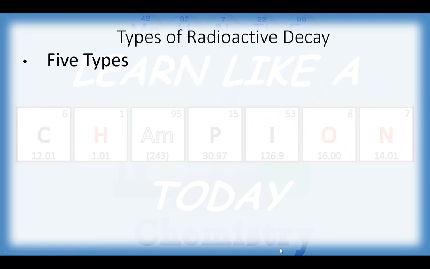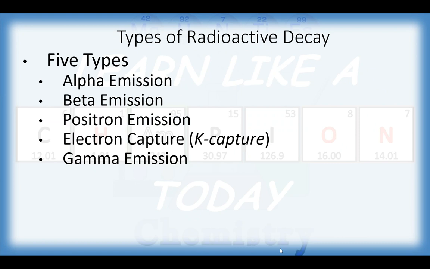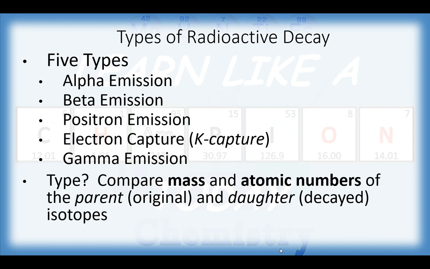So, in unstable nuclei decay, there are generally five types of decay processes that they will undergo. The first is alpha emission, then there's beta emission, positron emission, electron capture, formerly known as K capture, and gamma emission. The way that you can tell which of the five types is occurring is by comparing the mass number and the atomic number of both the original parent isotope and the daughter isotope. That would be the isotope that remains after the decay has occurred.